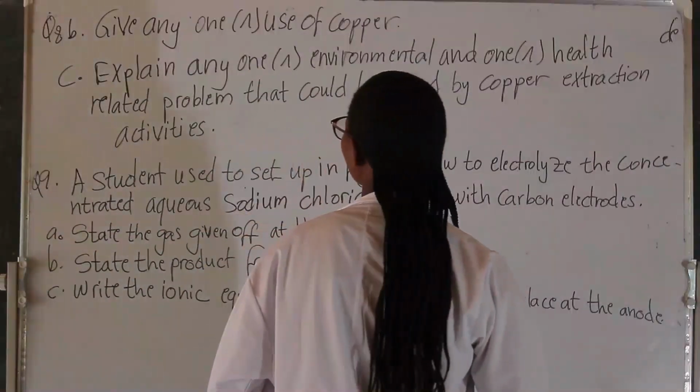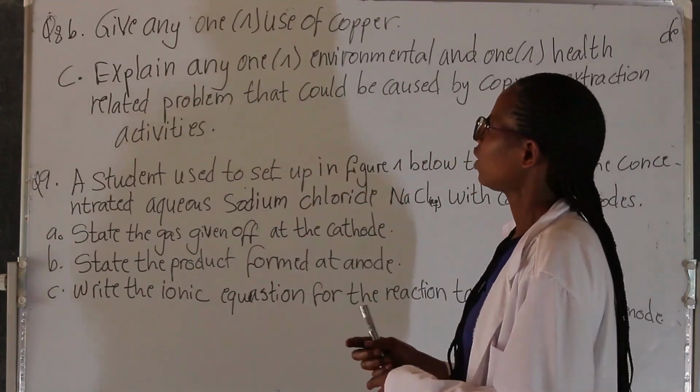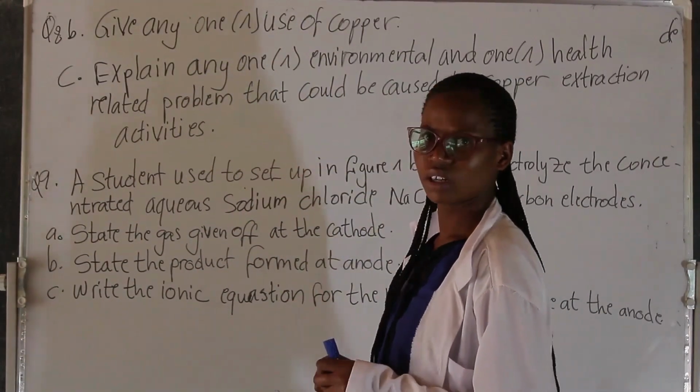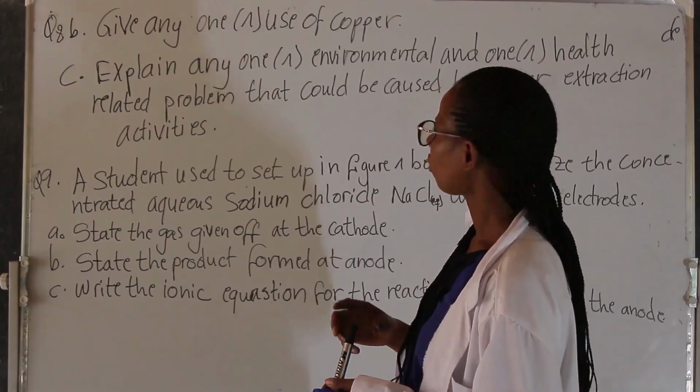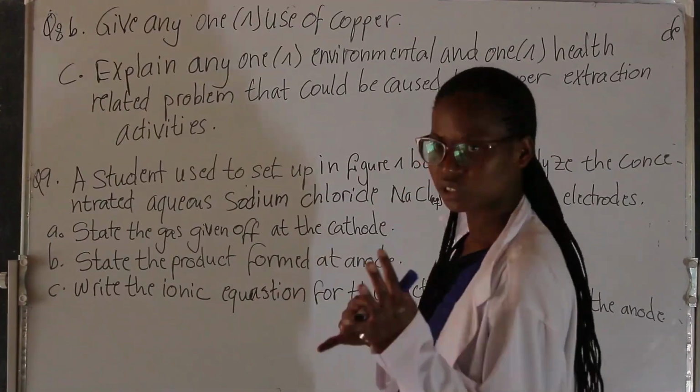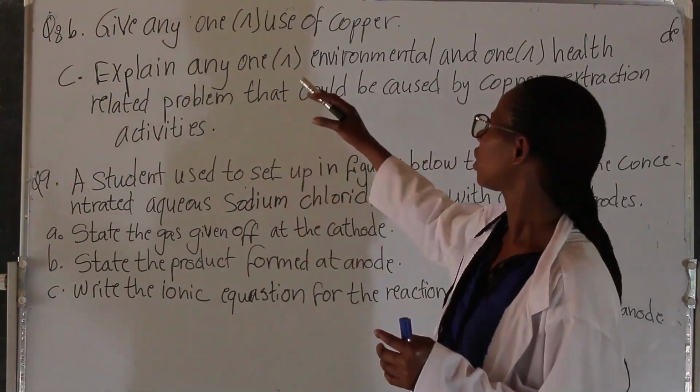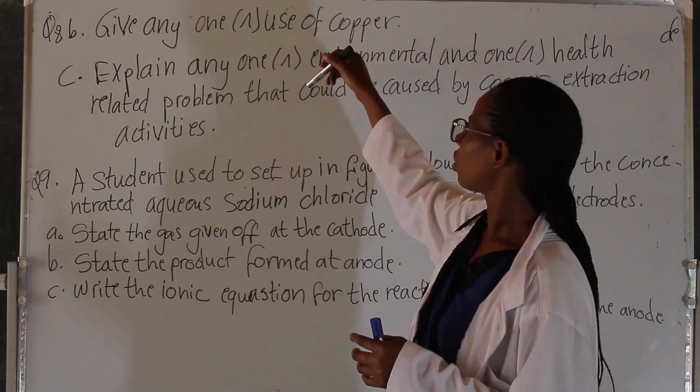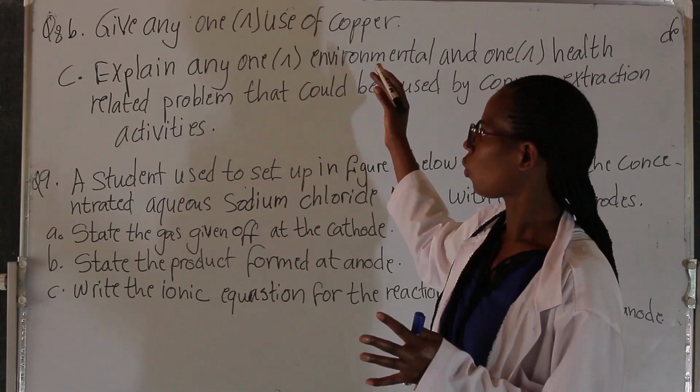For number B, give any one use of copper. We like to see, for example, electrical wires, and we say they are made of copper. This means that copper can be used as electrical wiring.